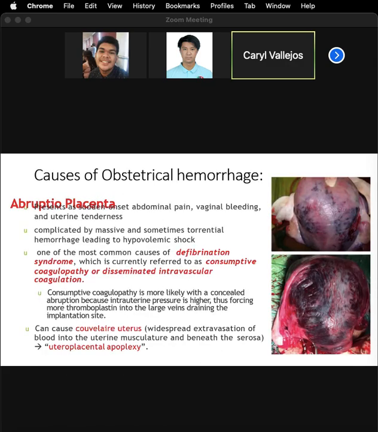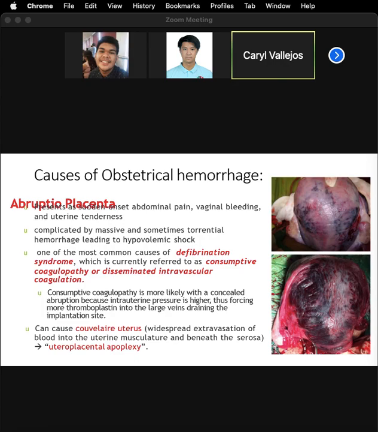Abruptio placenta presents with sudden onset of abdominal pain, with vaginal bleeding and uterine tenderness. This is complicated by massive and sometimes torrential hemorrhage leading to hypovolemic shock. It is one of the most common causes of defibrination syndrome, which is currently referred to as consumptive coagulopathy or DIC.